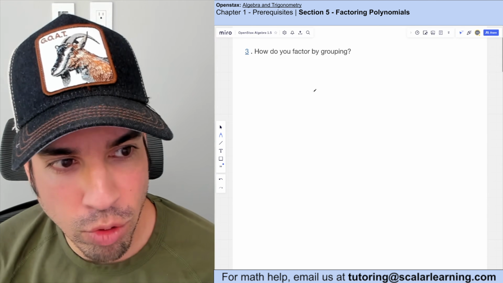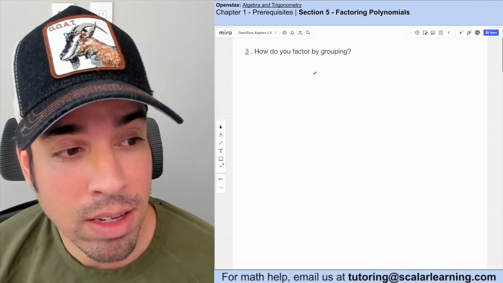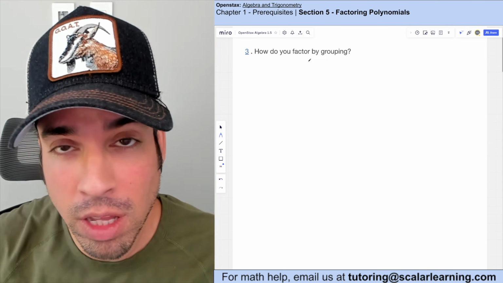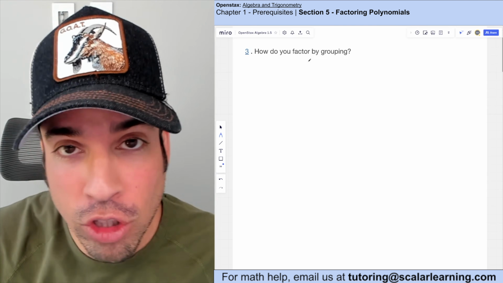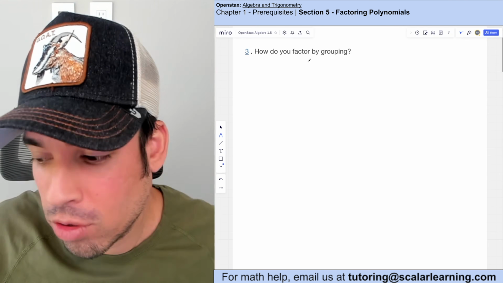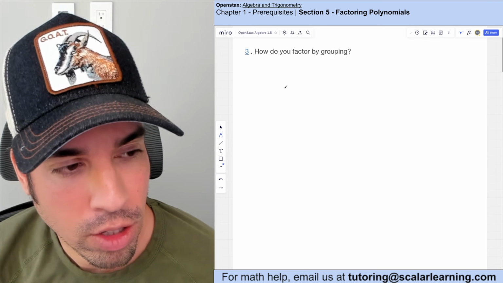How do you factor by grouping? In this text, when they talk about factoring by grouping, it has a slightly different definition than the one I'm accustomed to seeing. So I'm going to show you both ways, but here they generally mean how do you factor a trinomial. I'm going to show you how to do that by an example.